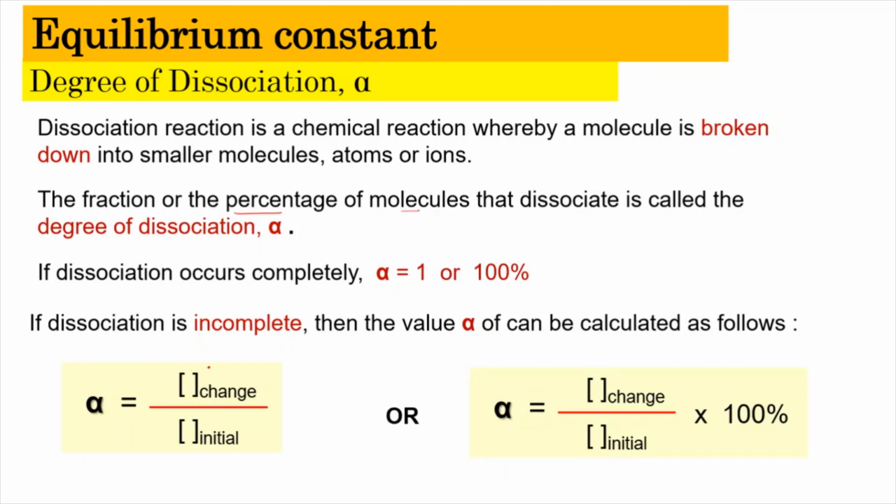And the concentration here, you can also change it with the change in the number of mole over the initial number of mole. And you will get the same ratio or the same percentage between concentration and the number of mole, because concentration is directly proportional to the number of mole. Alright, so now let us learn how we can apply the degree of dissociation in the question.